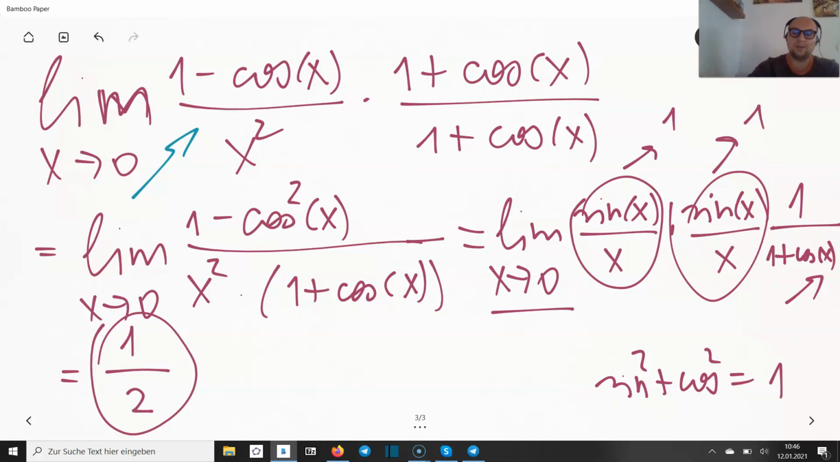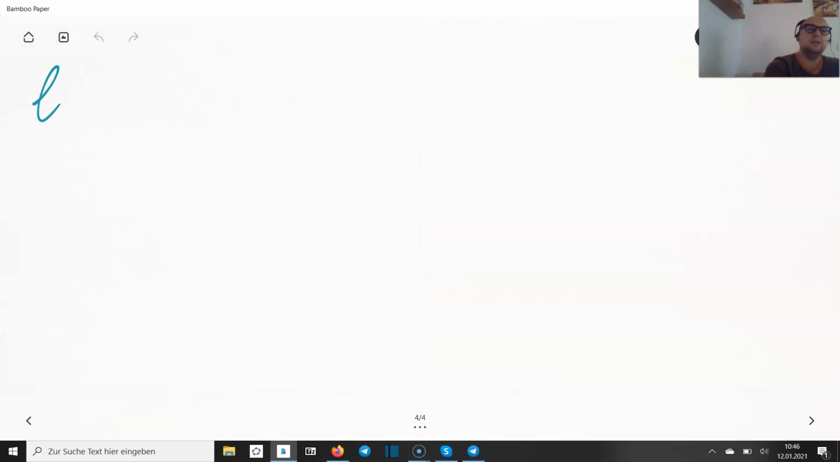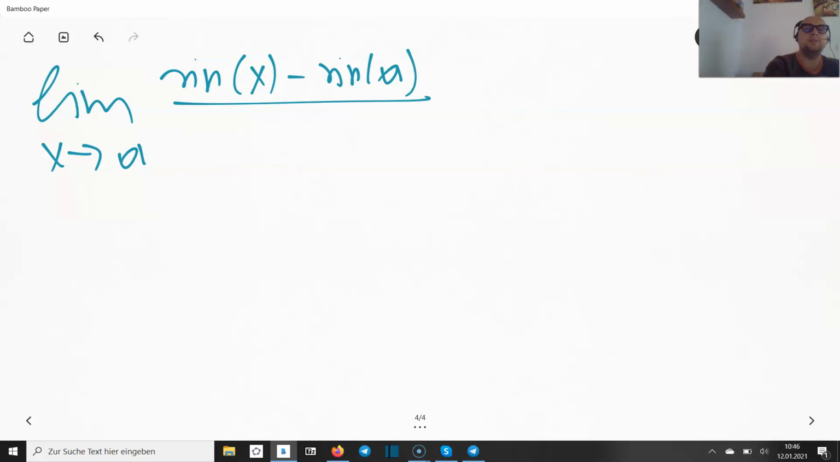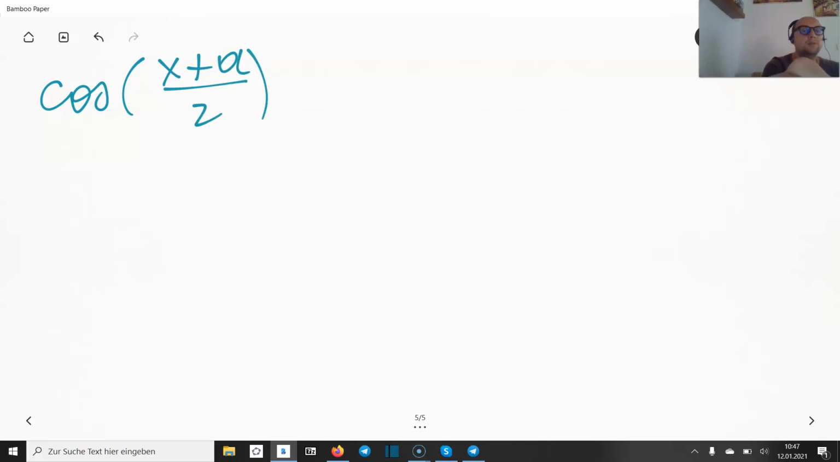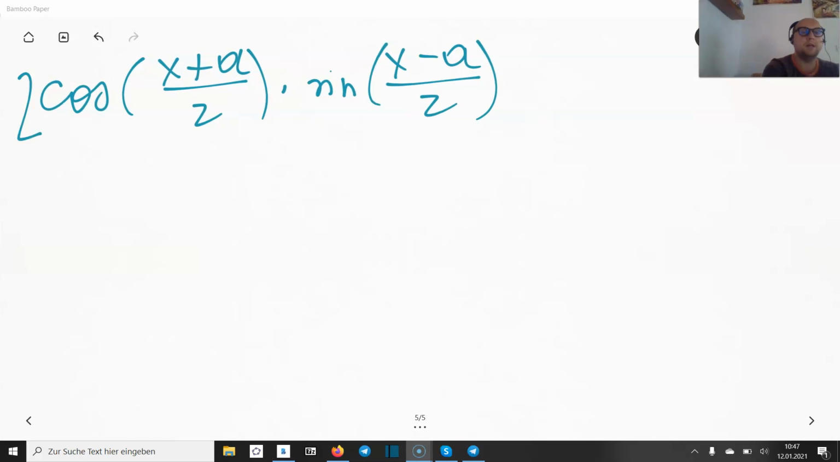Okay, now the third one, also nice. Limit x approaching a, sine of x minus sine of a divided over x minus a. What we need here is a special formula for trigonometry, and let's write it down. Let us consider maybe on the next page what is happening if we're having cosine of (x plus a) divided by 2 times the sine of (x minus a) divided by 2, and let's multiply it times 2 as well.